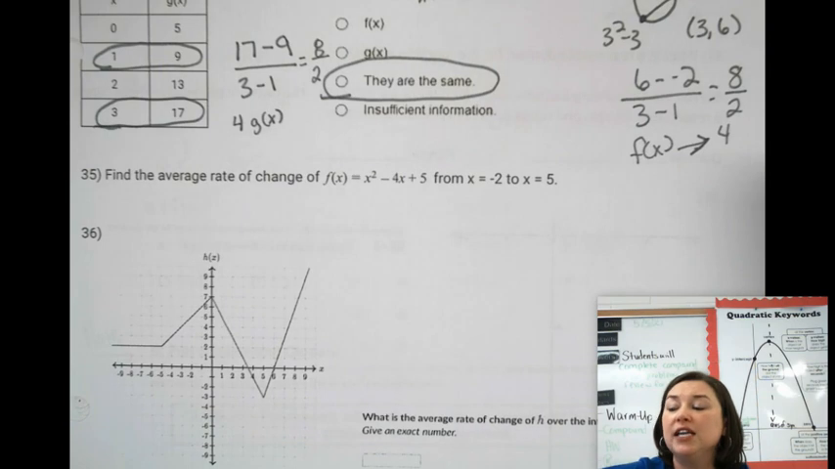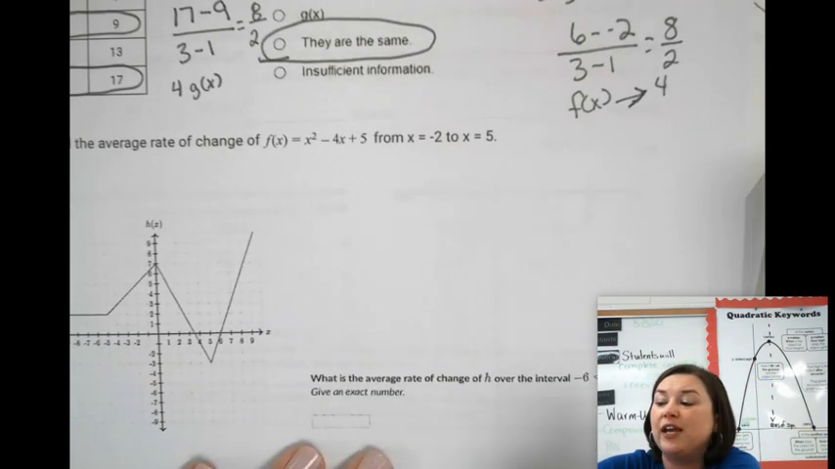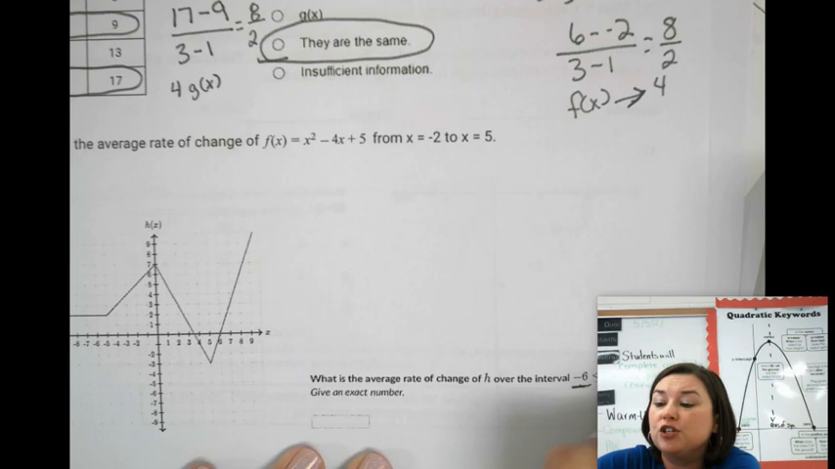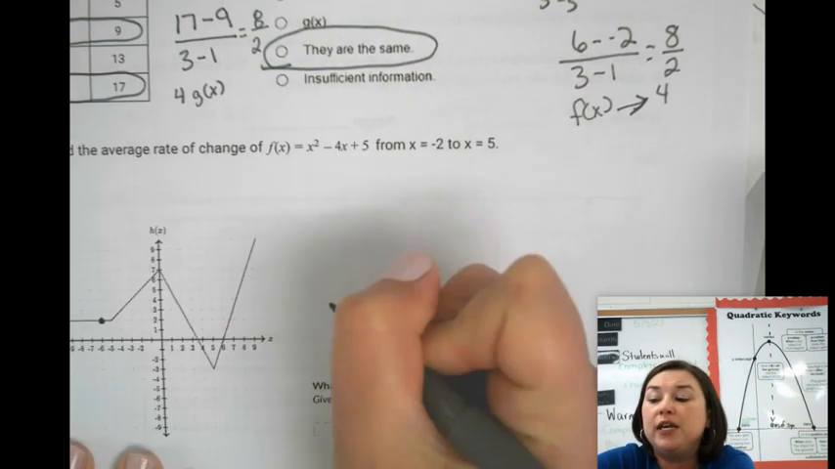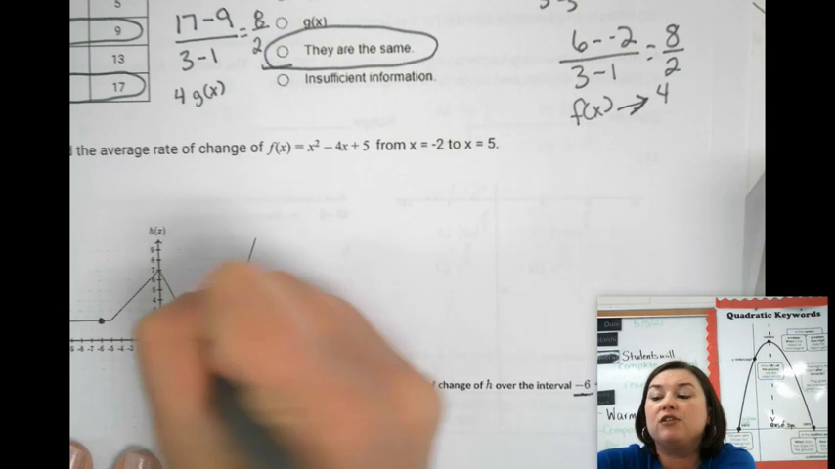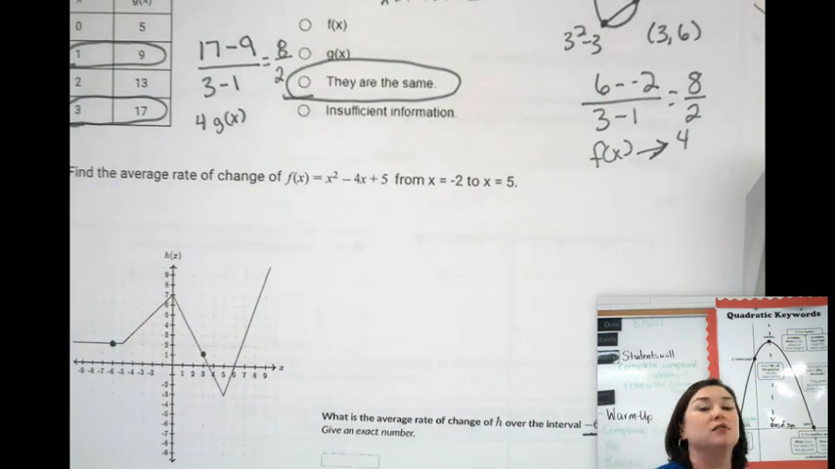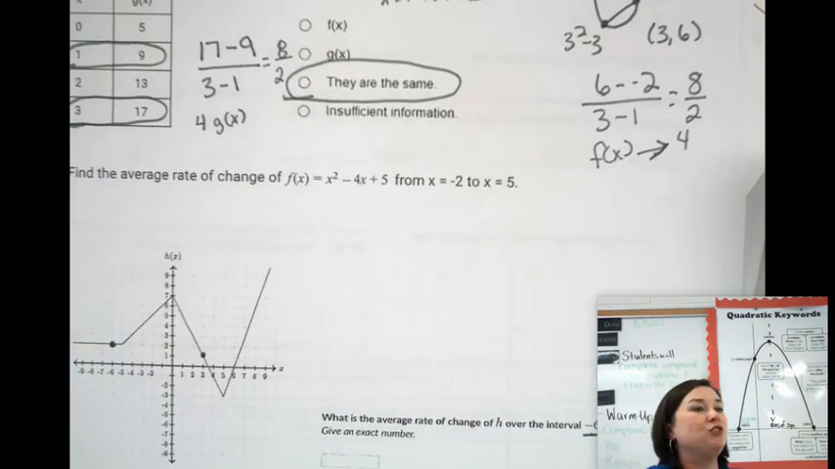And then you're going to find the slope between those 2 ordered pairs. On number 36, it says, what's the average rate of change of h over the interval negative 6 to 3? So on the graph, you're going to go to the point negative 6 and put a point. You're going to go 3 and put a point, and you're going to find the slope between those 2 points. So I want you to take a minute and try 35 and 36 on your own.